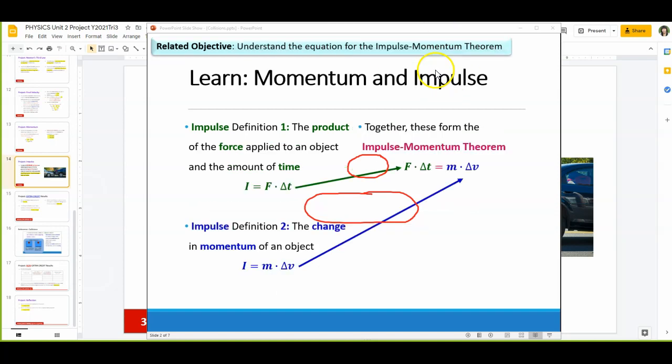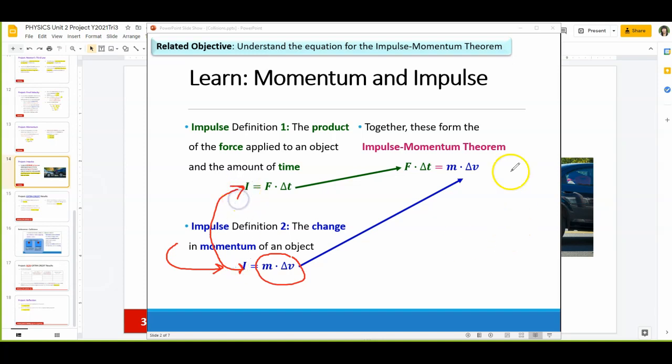All right, now from there we were able to come up with another equation for this idea of our second definition of impulse, which is that impulse also equals mass times change in velocity. So since these two things are identical to each other, we could just set them equal to each other, and this resulted in an equation called the impulse momentum theorem, where on one side we have our first definition of impulse, and on our second side, we have our second definition of impulse. So force times change in time equals mass times change in velocity.